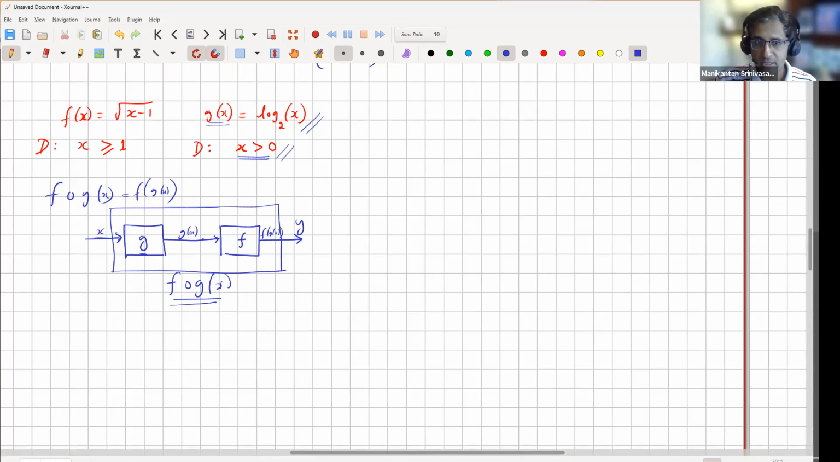Why? Because for certain allowed values of g, g allows all the values of x which are greater than 0. But the output of g might not be an input that f can take.